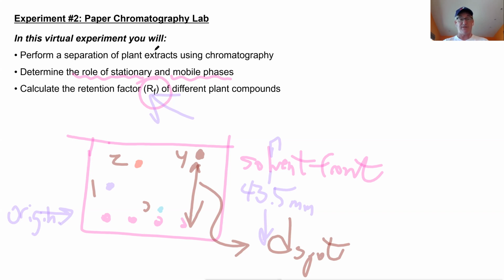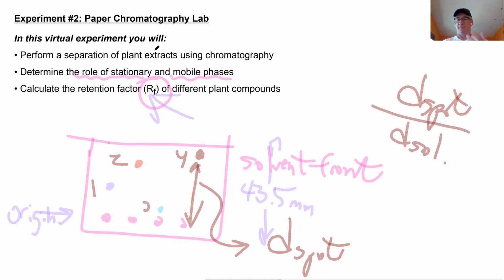So our retention factor is the distance of the spot over the distance of the solvent. This is going to be the same all the way across if we did the experiment perfectly. If we did it in the lab, you would find that the solvent front is not a flat line. It'll look something like this. So you have to measure the solvent front every place, since it'll be slightly different depending on where on the paper. But for our purposes, it was the same each time.